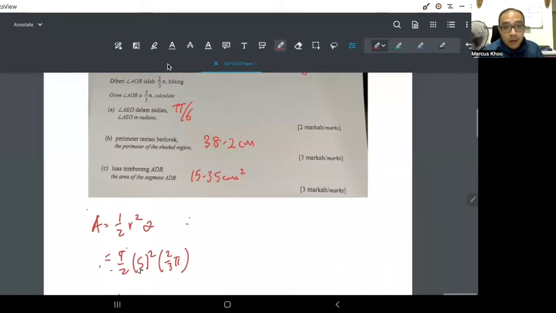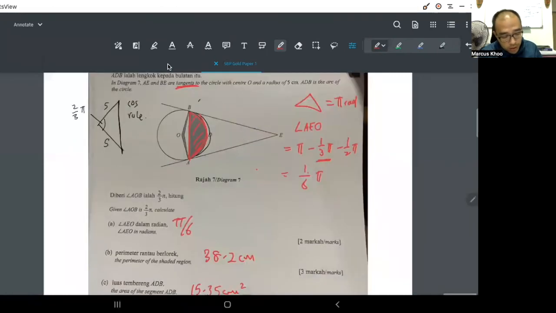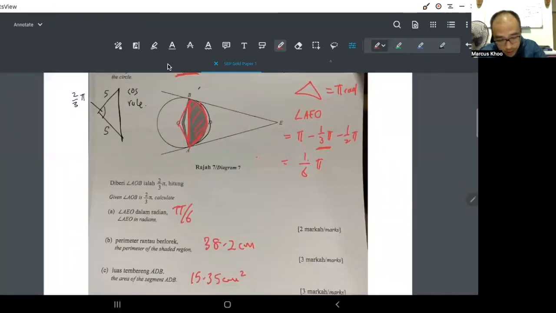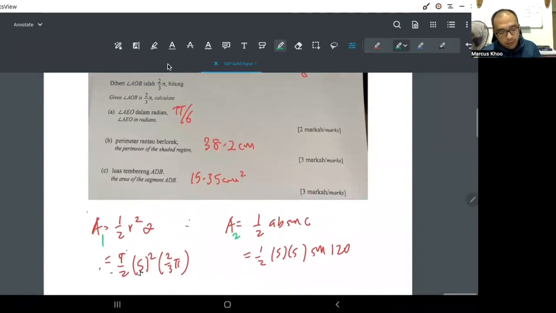Then after that, the area of the triangle is 1/2 ab sine C, which is 1/2 times 5 times 5 times sine 120, which is the area of this triangle, the one in green. So the whole sector minus this green color, you should be able to get the area of the segment. So the area of the segment will be A1 minus A2, and you should be able to get 15.35 centimeters squared.